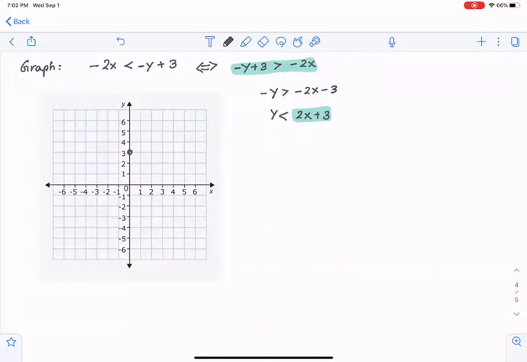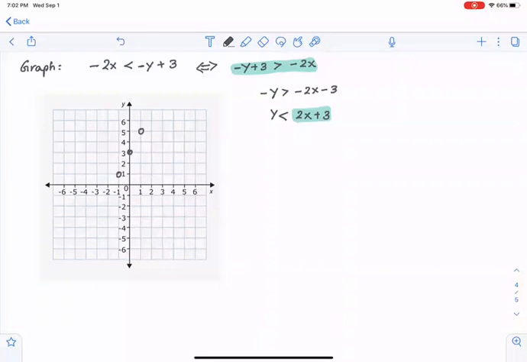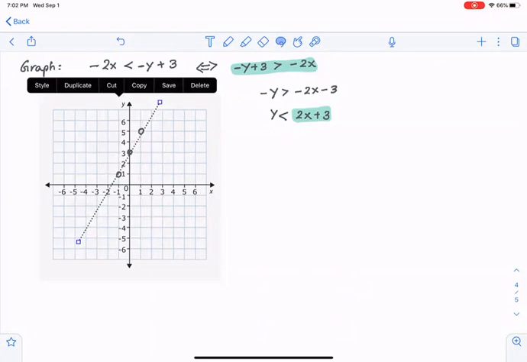If I plug in 1 for x, I would get 5. If I plug in -1 for x, I'll have 3 minus 2, I'll get 1. All I have to do now is connect it with a dotted line, there's only one. Close enough. It's not very exact, but as long as you get the point.